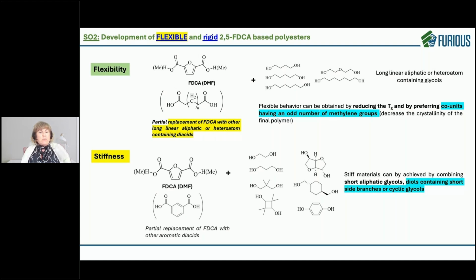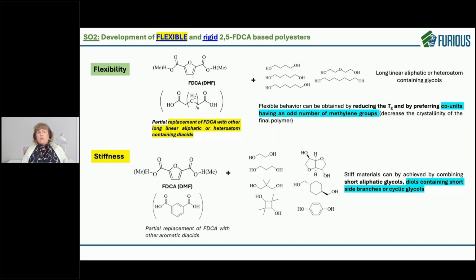For example, if you want to increase the flexibility of our reference polymer, we can introduce a diacid with longer aliphatic chains, or alternatively, we can use linear glycols with an increasing number of methylene groups, or even heteroatom-containing glycols or heteroatom-containing diacids, because the heteroatoms sulfur and mainly oxygen increase the final polymer chain flexibility.